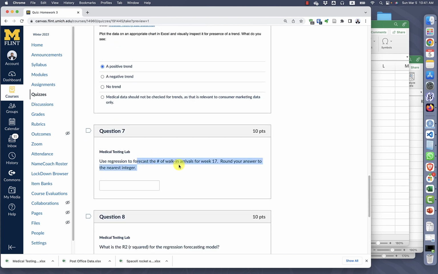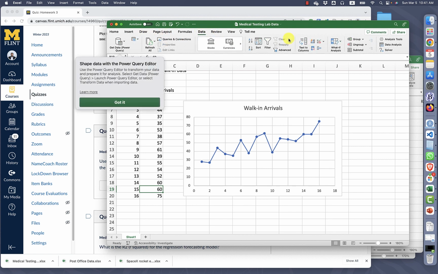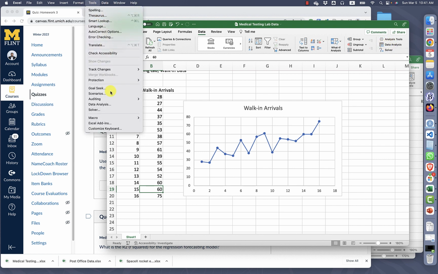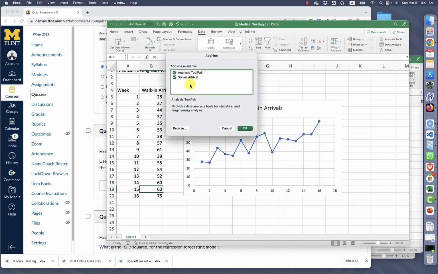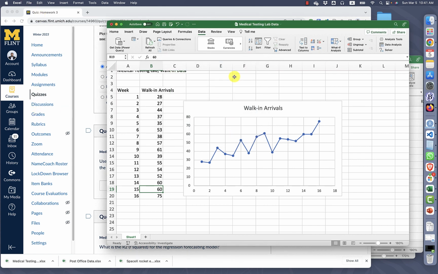Use regression to forecast the arrivals for week 17. So we have to forecast for week 17, and we have to use regression. To use regression, we go to Data and Data Analysis. If you don't see the Data Analysis button here, on a Mac you go to Tools, Excel Add-ins, and enable the Analysis ToolPak. Select this and hit OK. And on Windows, you go to File, Options, and then Add-ins, and then Excel Add-ins, and then you select Analysis ToolPak.